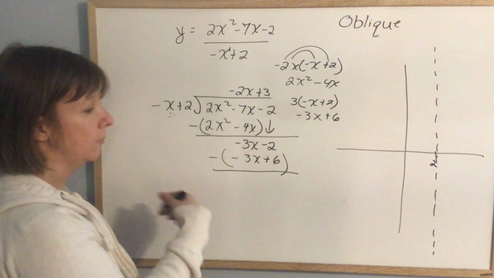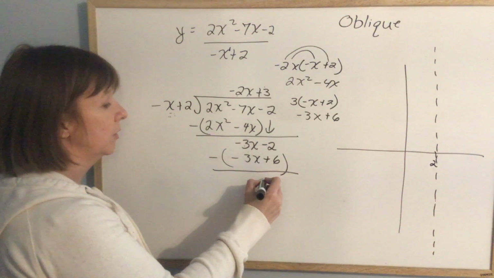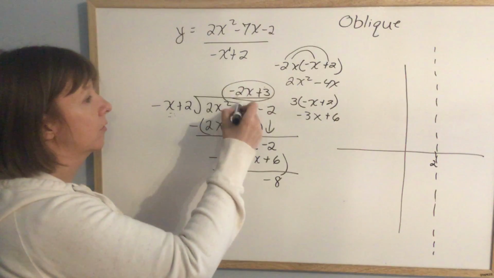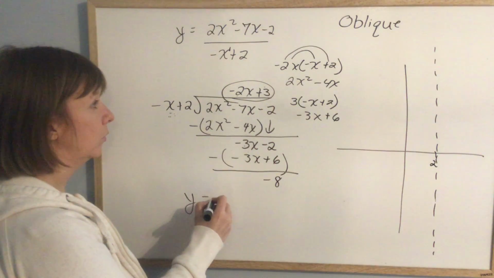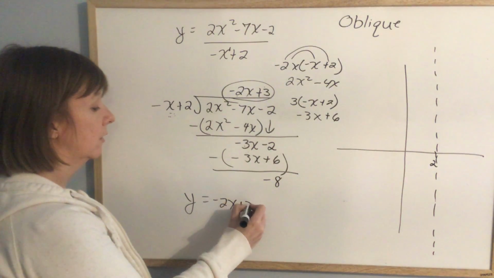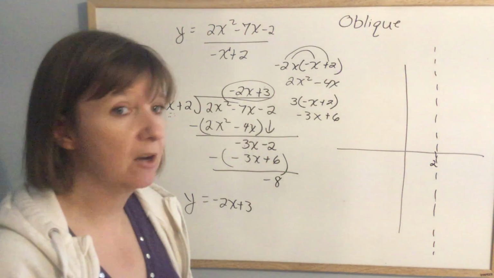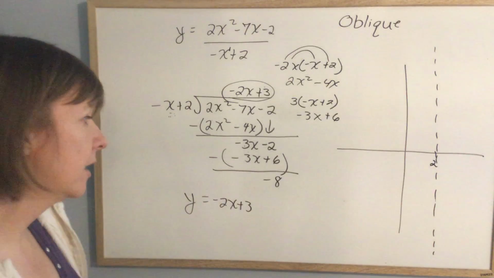So this take away that would be 0. Negative 2 take away 6 would be negative 8. There's nothing else to bring down. So my oblique asymptote would be negative 2x plus 3, and there would be a remainder, but the remainder doesn't matter. We just ignore it.